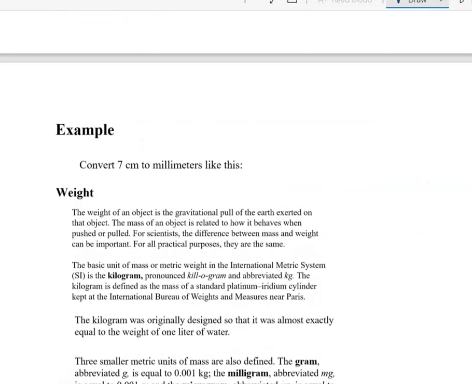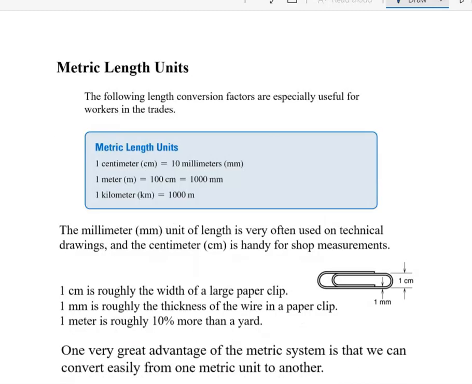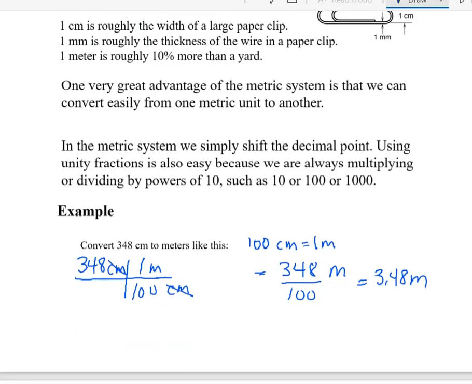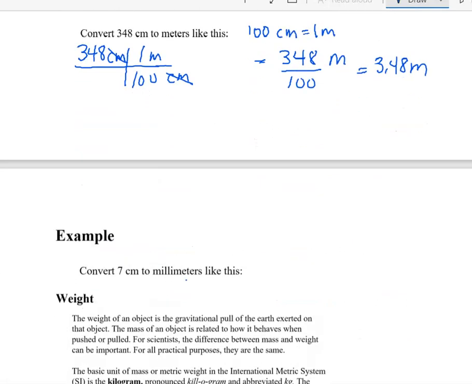It says convert 7 centimeters to millimeters. Well, we're going to need to know how many millimeters are in a centimeter. Up here on our table, you can see that 1 centimeter is 10 millimeters, so we're going to use that. 1 centimeter is equal to 10 millimeters.